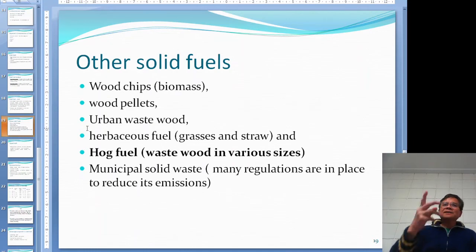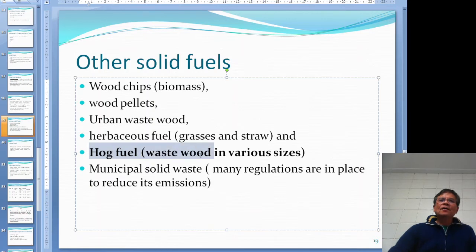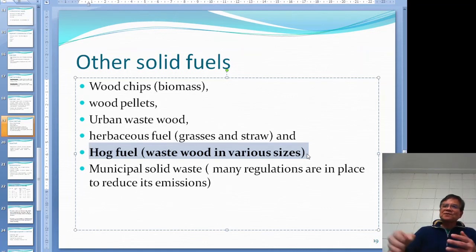Now there are other different types of solid fuel, the wood chip, all those ones. You probably have to know what hog fuel is. Hog fuel is the waste wood from the forest industry. They chop it into a small size, so that is called hog fuel.